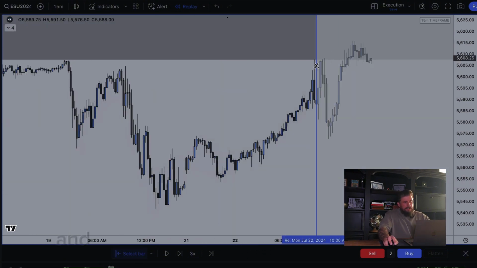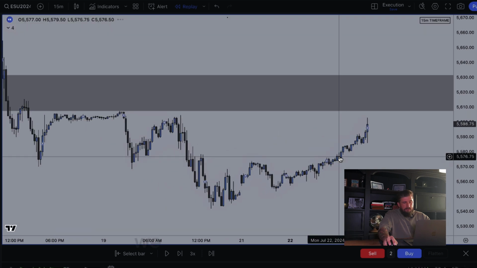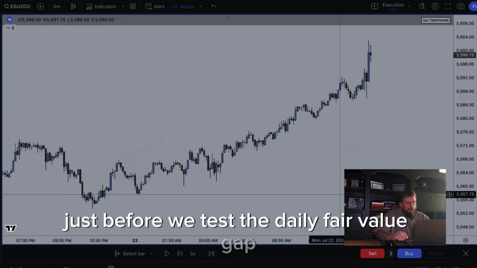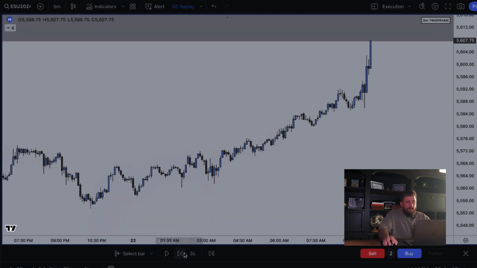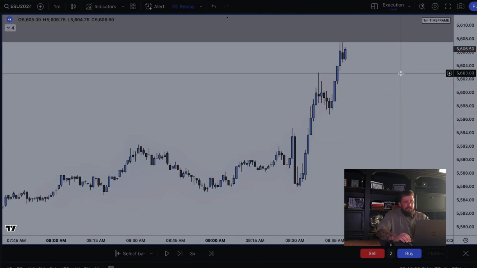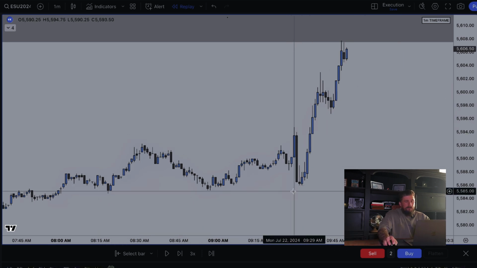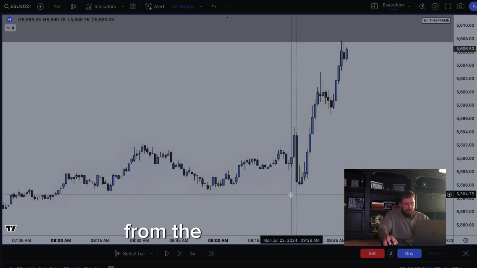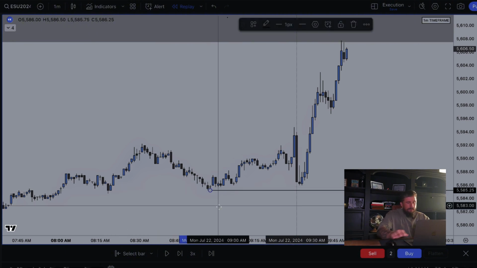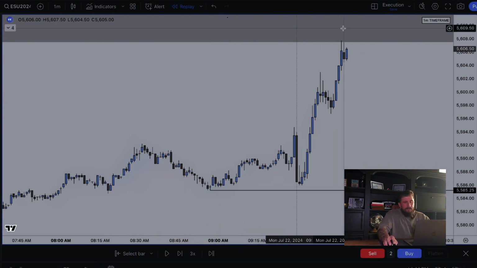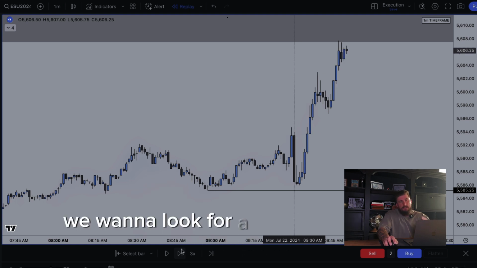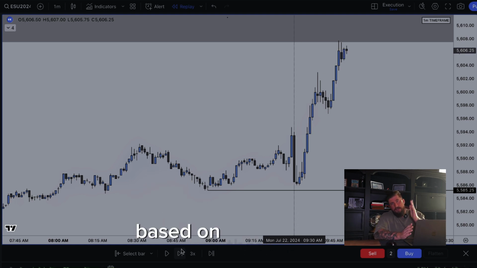So if we go ahead and start to look at the lower time frame, we will go to right here, just before we test the daily fair value gap. We can go ahead and look at the 5 minute and see how we react. We are now testing it, and if we go to the 1 minute, we see that we have a move higher from the New York Open as well as relative equal lows right here. So when we test this fair value gap on the daily chart, we want to look for a lower time frame entry model based on that reaction.